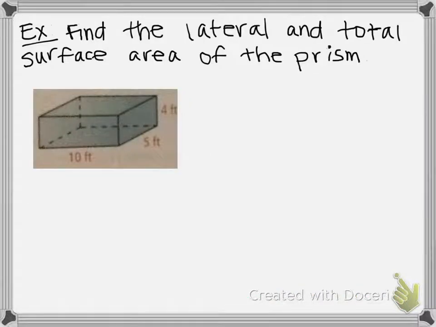So now seems like a good time to do a practice problem. Find the lateral and total surface area of the prism. Notice that this is actually 2 questions in one, because we have to find the lateral area and then the total surface area. We have a rectangular prism shown here with these dimensions of 10, 5, and 4. First, I want to find the lateral area, which I know is P times H, or perimeter times height.